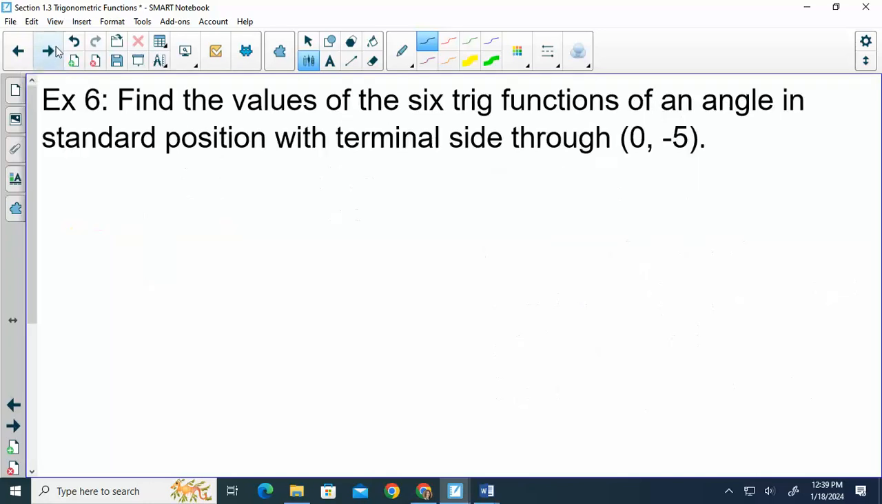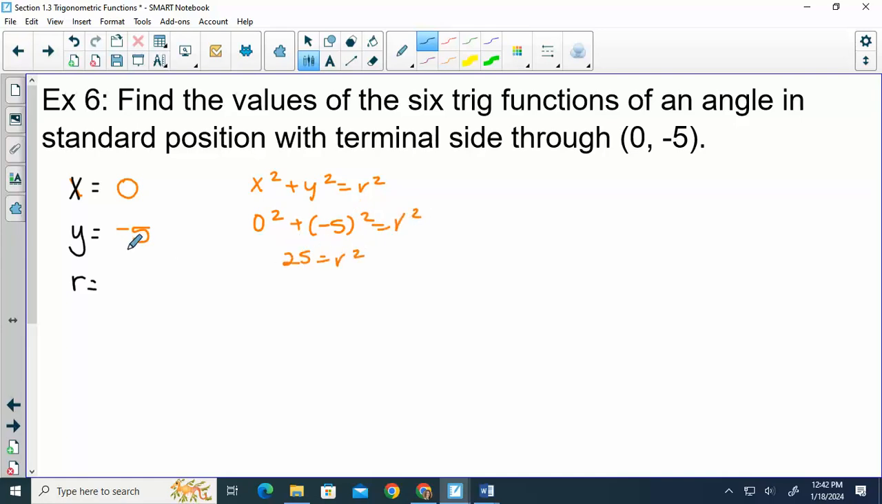I would like for you guys to do this example. All right, so what's our x value? 0. What's our y? Negative 5. How do we find r? The square root of x squared plus y squared. Right, r is always positive, so we get positive 5.